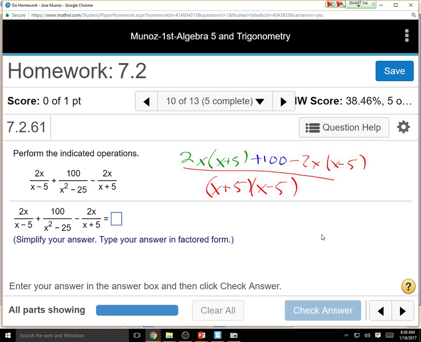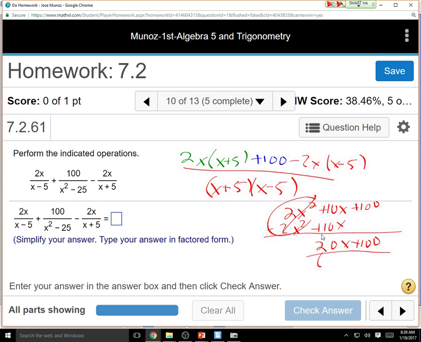So there's my fraction. I just have to clean it up. So it's going to look like this: 2x squared plus 10x plus 100, minus 2x squared plus 10x. Correct? So that does cancel out. And then I've got 20x plus 100 over x plus 5, x minus 5.